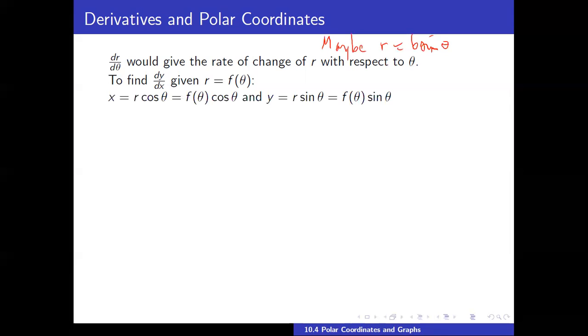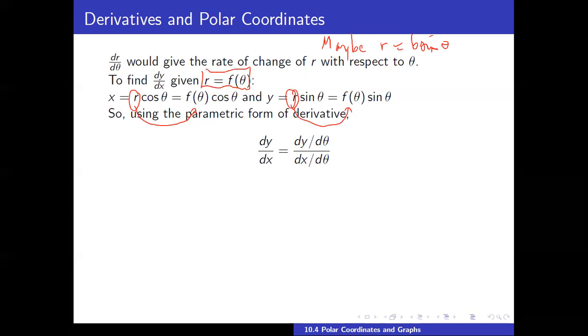So x is equal to r cosine of theta, but of course r itself is given by f of theta, which is why we replace r with f of theta. Same thing here: you replace r with f of theta. X is r cosine of theta, y is r sine of theta. Now we're going to use what we know about derivatives of a parametric curve. For dy dx, the formula we came up with is to take dy d theta and divide it by dx d theta.